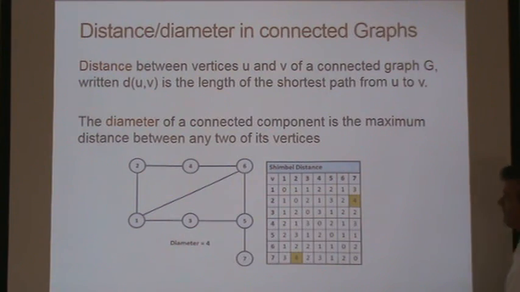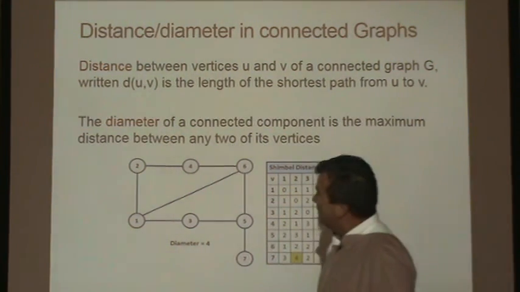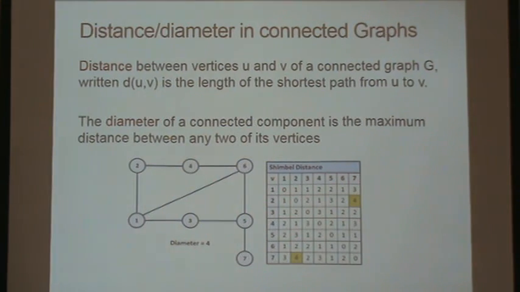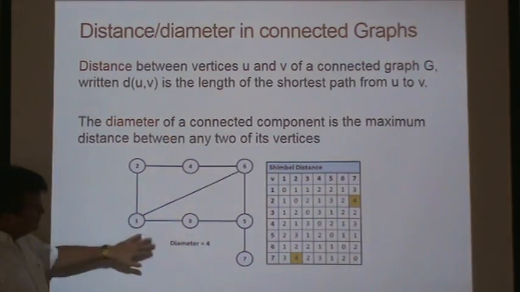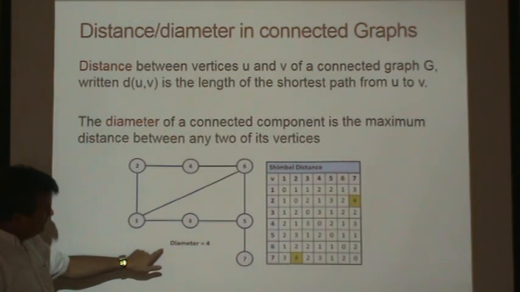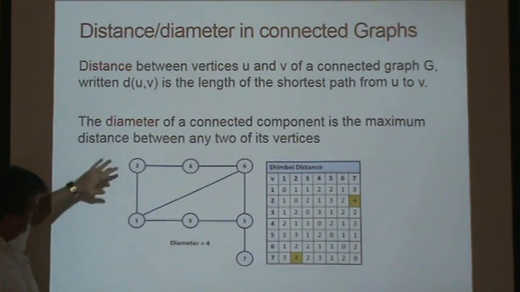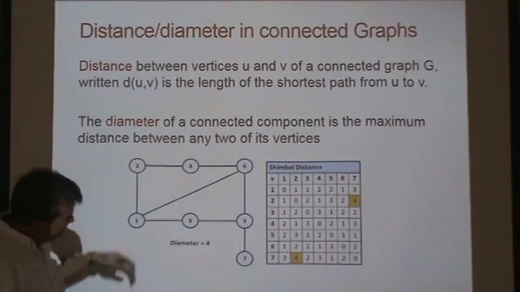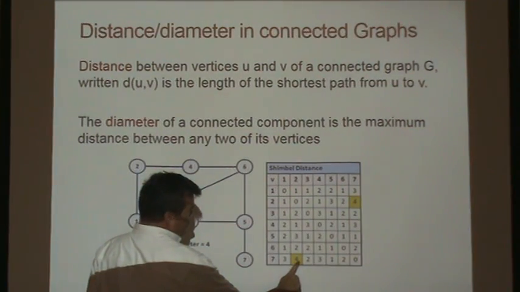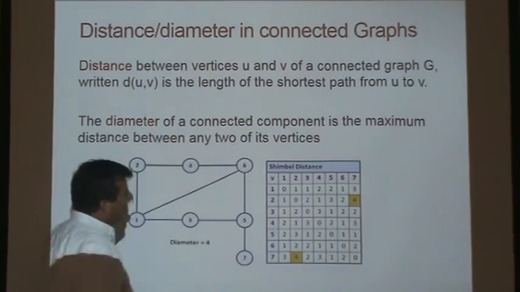Then still more definitions. So the distance and diameter of a connected component. The distance between vertices U and V of a connected graph, which is written as D(U,V), the distance between U and V, is the length of the shortest path. The diameter of a connected component is the maximum distance of any two of the vertices. So it's the maximum of all the shortest paths. So for example, in this picture, the diameter of this graph would be 4, and the reason is because the path from 7 to 2, or 2 to 7, is of length 4.